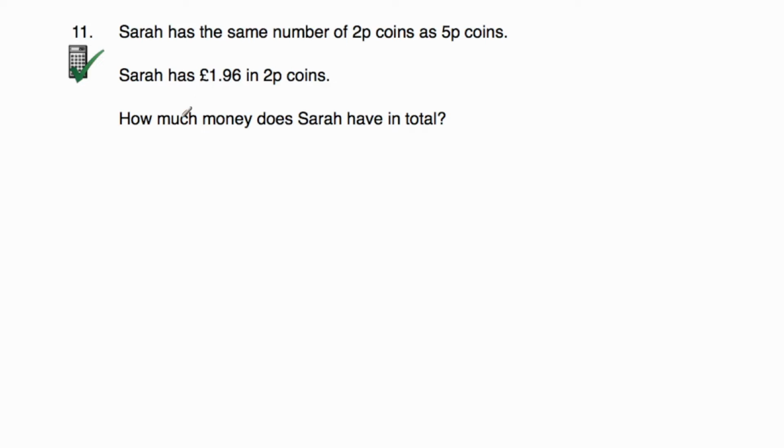Okay. So the question says, how much money does she have in total? So let's work out how many 2p coins she's got. So she's got 196p in 2p coins. So let's divide it by 2 to see how many coins she's got. So 196 pence divided by 2p is equal to 98. So she's got 98 2p coins. So that's the number of 2p coins that she has.